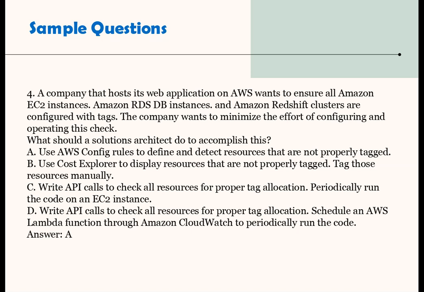B. Use Cost Explorer to display resources that are not properly tagged. Tag those resources manually. C. Write API calls to check all resources for proper tag allocation. Periodically run the code on an EC2 instance. D. Write API calls to check all resources for proper tag allocation. Schedule an AWS Lambda function through Amazon CloudWatch to periodically run the code. Answer: A.